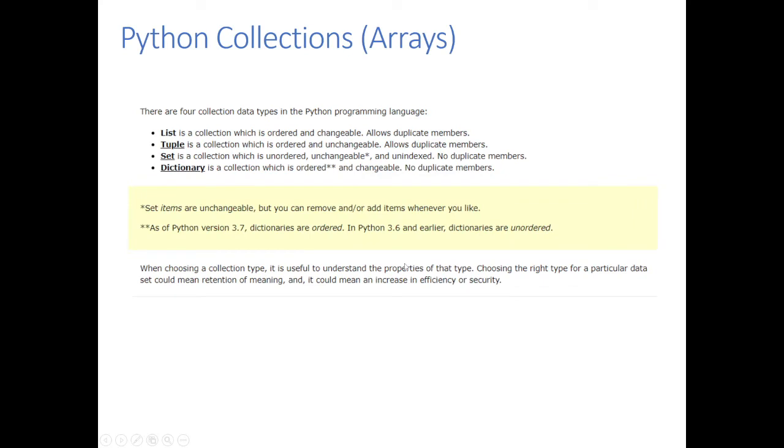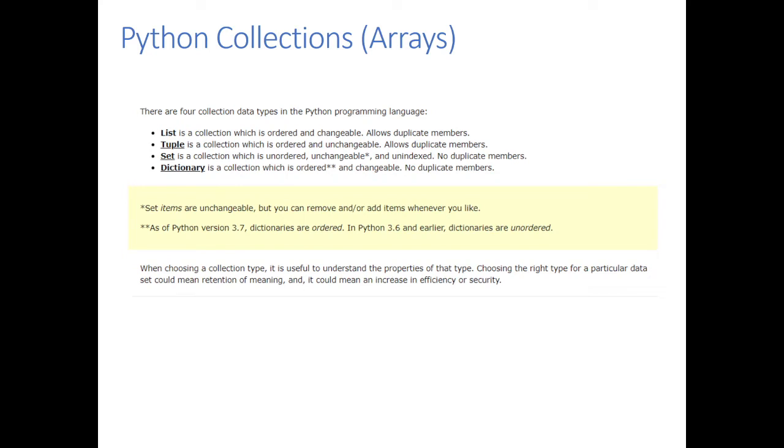Python collection arrays. So let's just have an idea of what the collections are. There are 4 collection data types in the Python programming language. A list is a collection which is ordered and changeable and allows duplicate members. A tuple is a collection which is ordered also, but it is unchangeable and allows duplicate members.